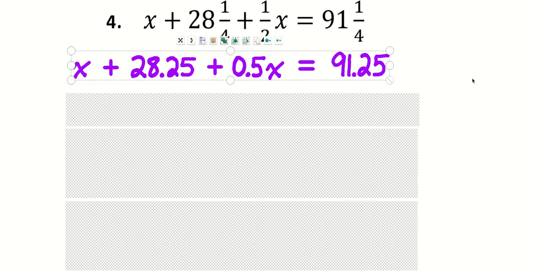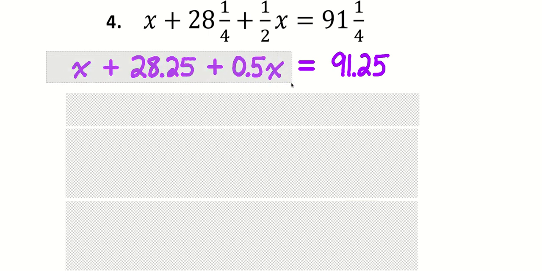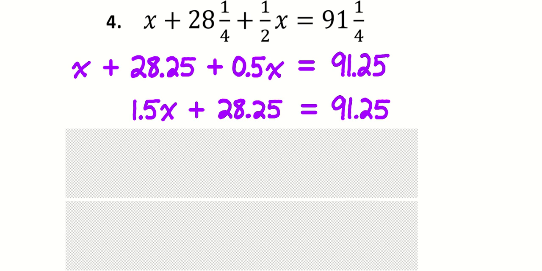And now you just get on with the business of eventually having x only once and getting it all alone on one side. I have a couple of x's, but they're already on the same side, so just combine them as is. This is 1x. This is 0.5x. So together they make 1.5x. And then this term just drops down. There were no parentheses to clear or anything like that.